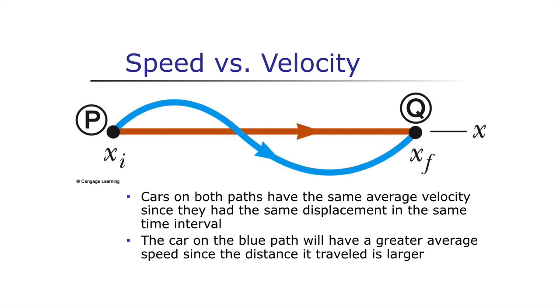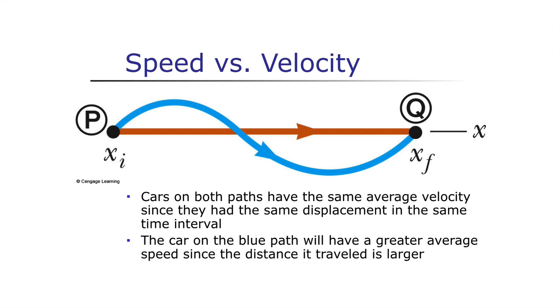Now those two blue and red diagrams depict a very good example of the difference between speed and velocity. Let's consider there are two cars, a blue car and a red car. The blue car takes the blue path, whereas the red car takes the red path. Both of them started at point x initial, at point P, and both of them ended at point Q. Both started at the same point, and they finished the race at the same time at point Q. So what do you learn from here?